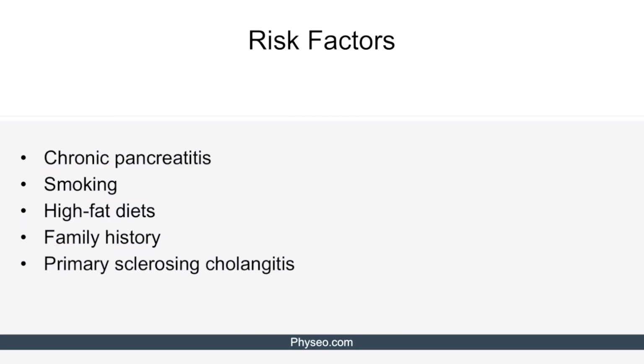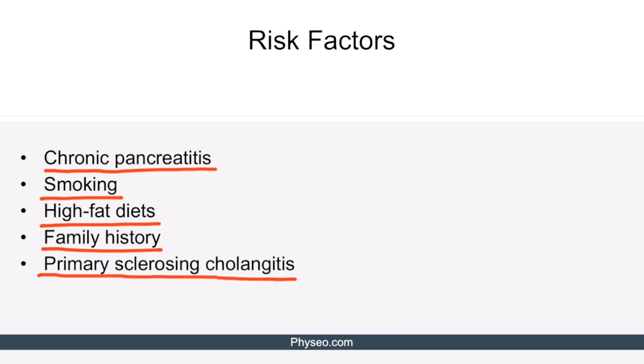Risk factors include events that lead to chronic inflammation of the pancreas. This includes chronic pancreatitis, smoking, high-fat diets, a family history of pancreatic cancer, and primary sclerosing cholangitis.